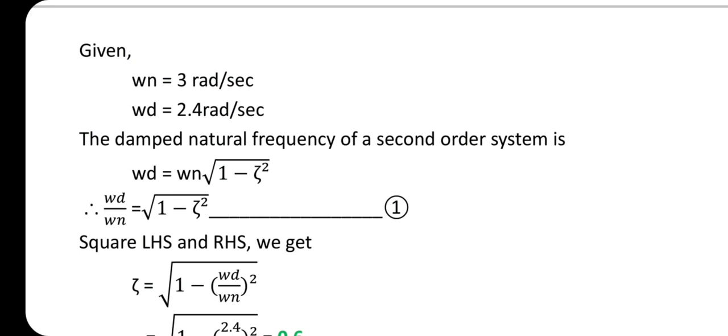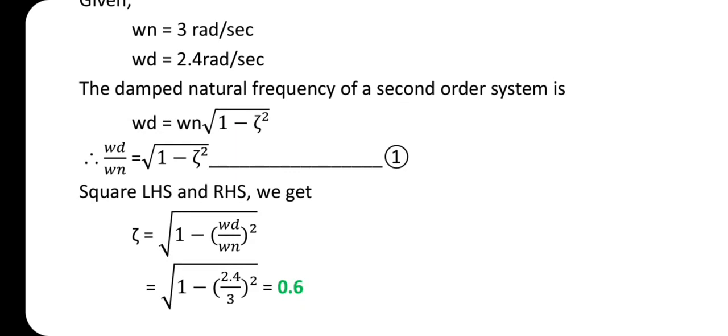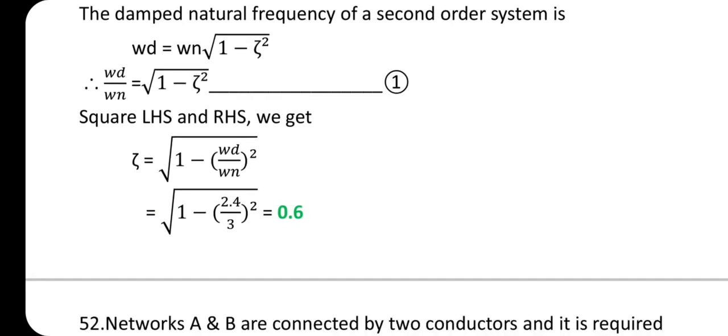Rearranging, that is omega d divided by omega n equal to root of 1 minus eta square. Square both LHS and RHS. We get eta equal to root of 1 minus omega d by omega n whole square. Substitute the values of omega d and omega n in the equation. We get eta equal to 0.6.